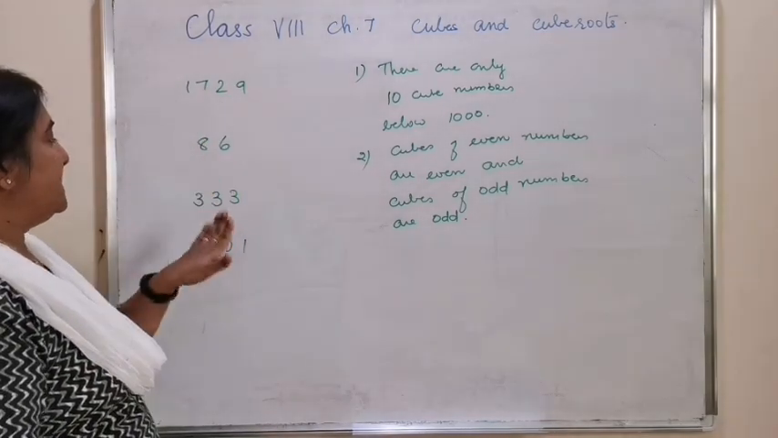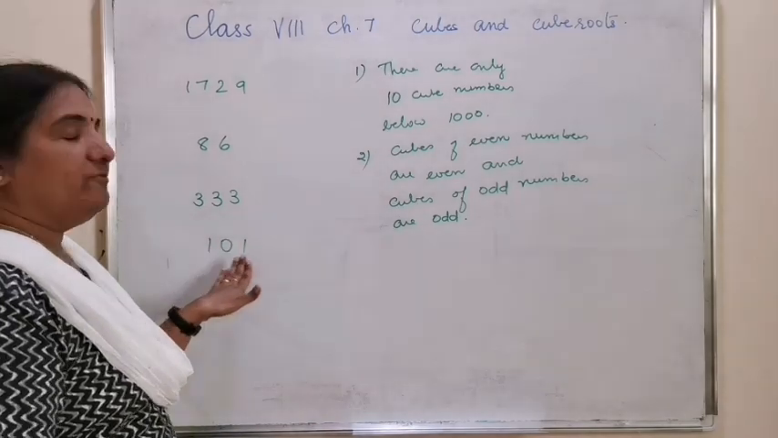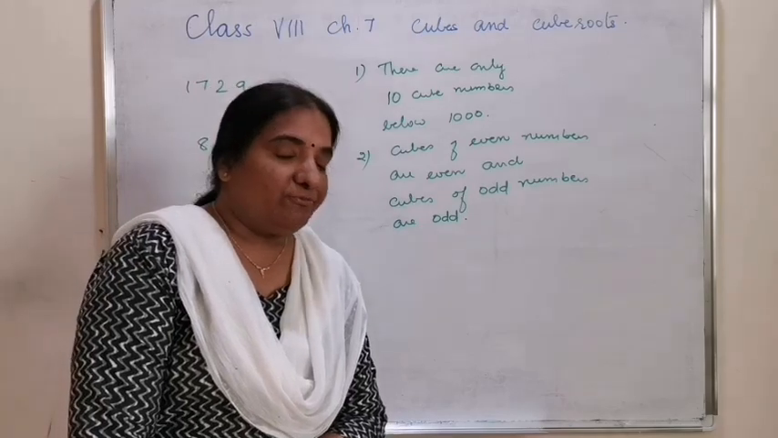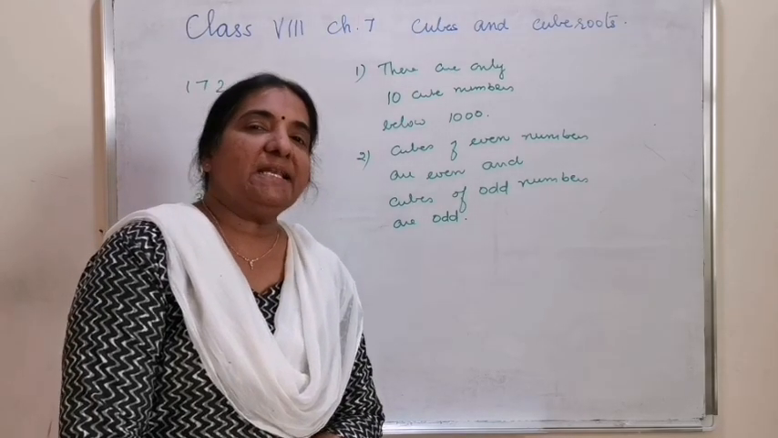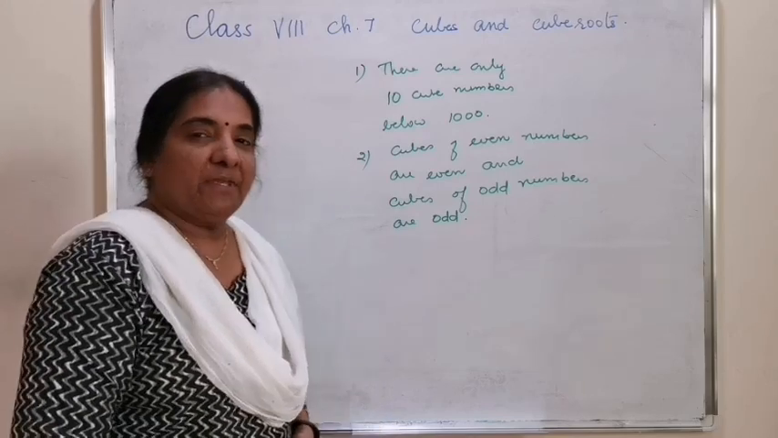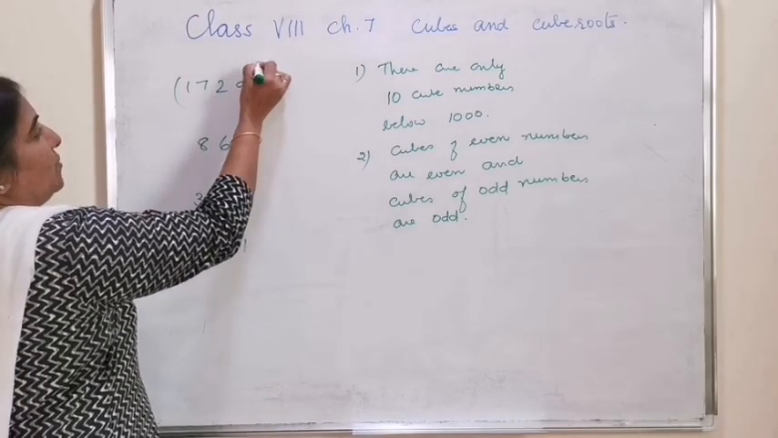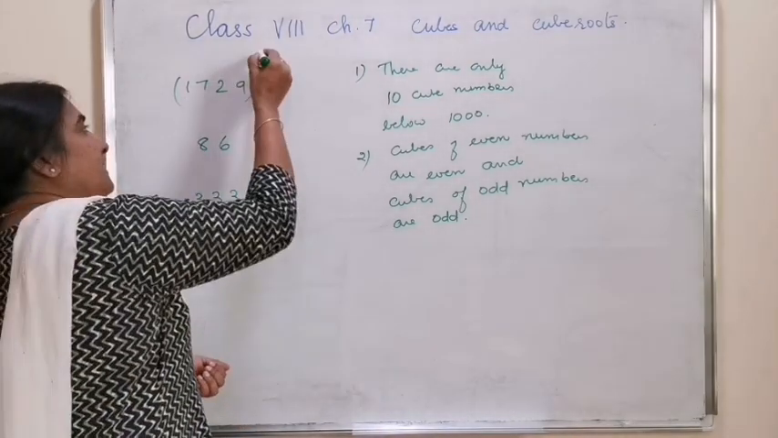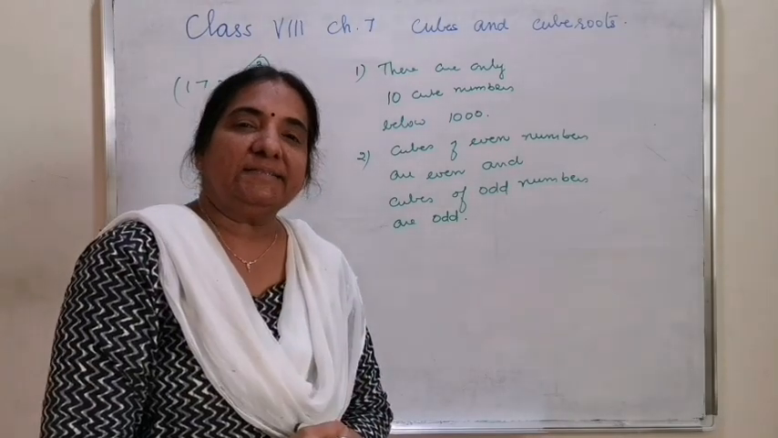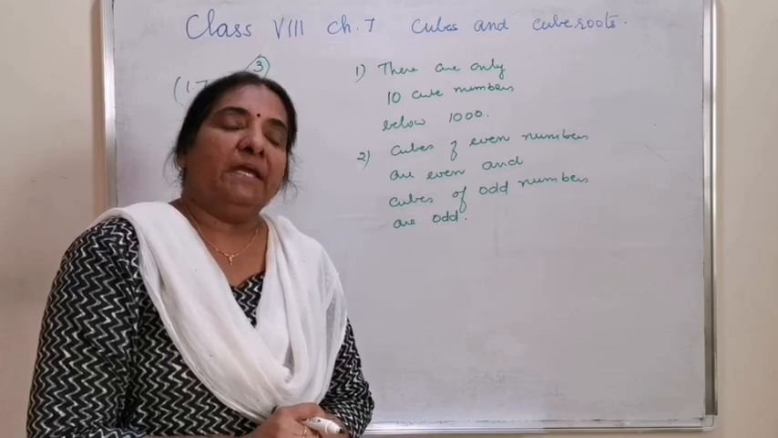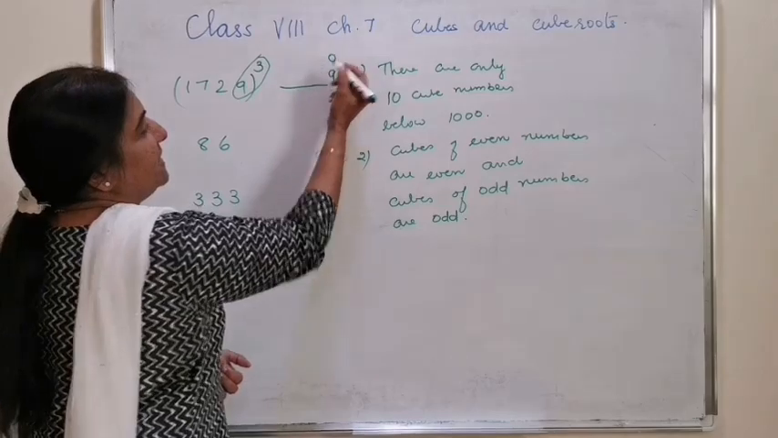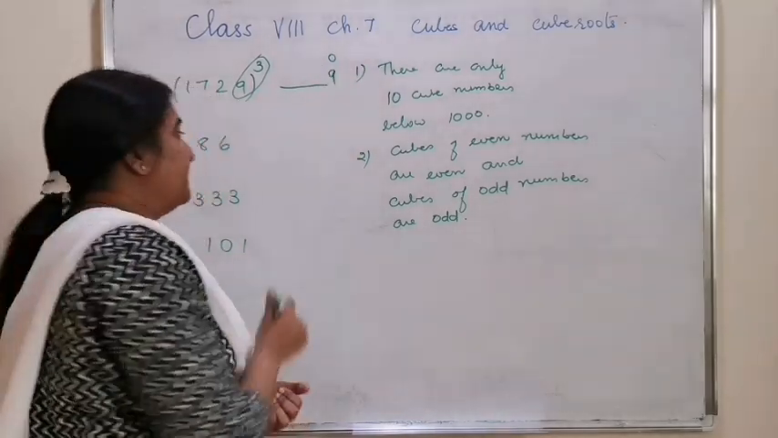Consider these numbers: 1729, 86, 333, 101 and so on. If you are asked to find the cube of these numbers, you can easily predict the units place of the cube number. Suppose you are asked to find the cube of 1729, definitely the units place will be 9 cubed, that is 9 nines are 81, into 9, 729. So the units place will definitely be digit 9.